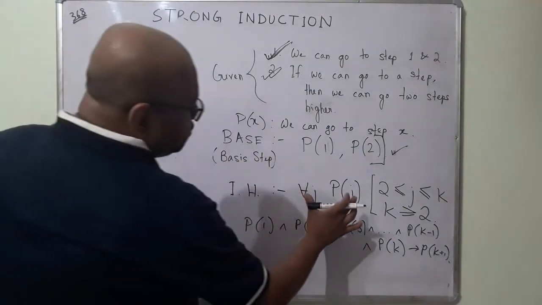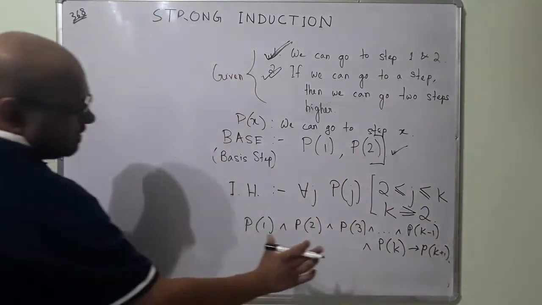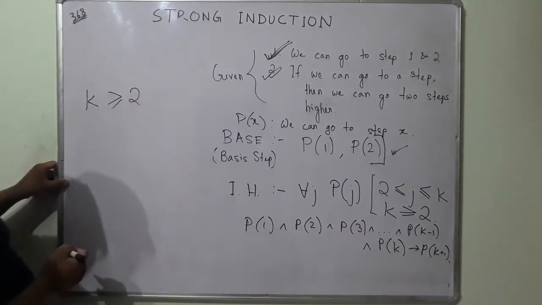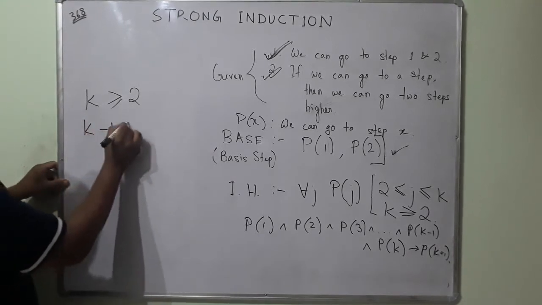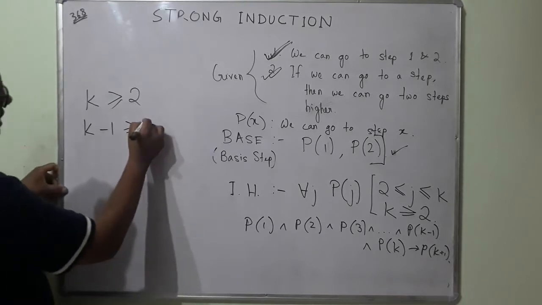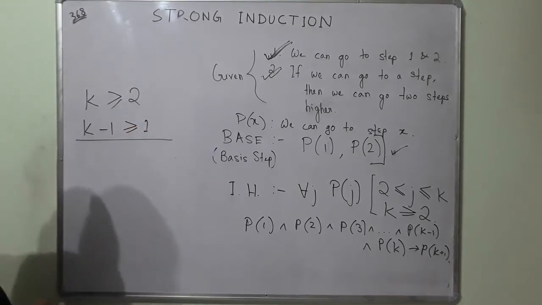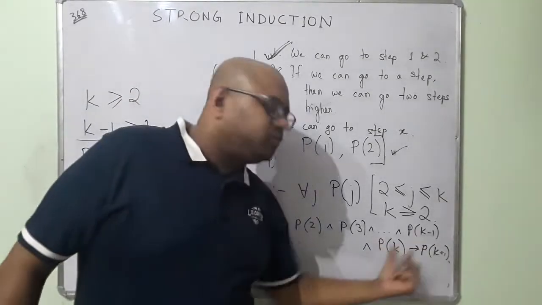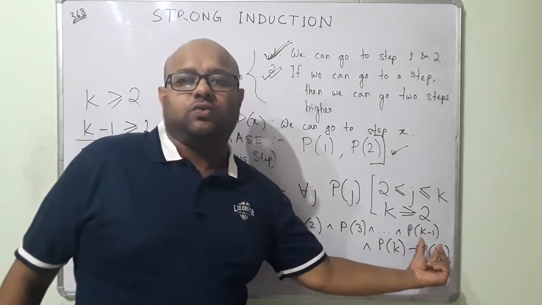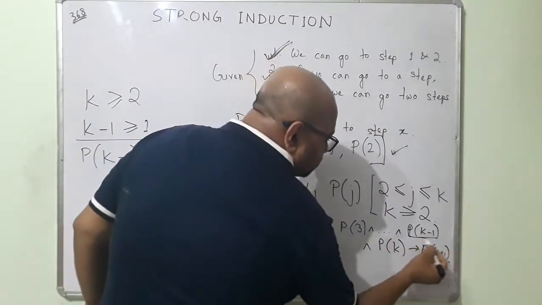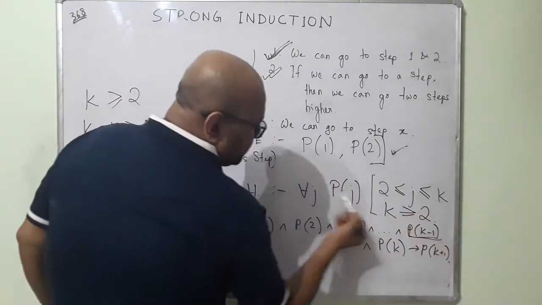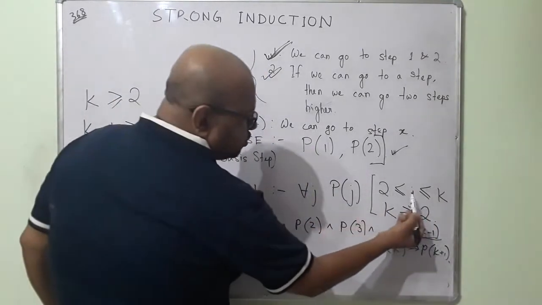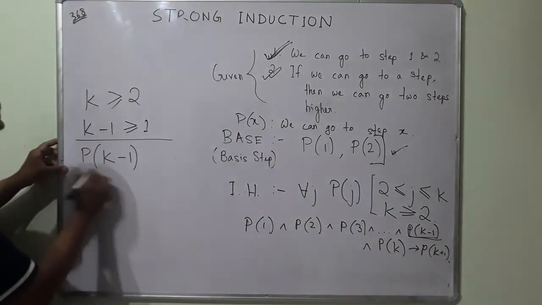What do we know about this? K is greater than or equal to 2, and therefore k minus 1 is greater than or equal to 1. What do we know about P of k minus 1? We had assumed all of these to be true, so we have assumed P of k minus 1 also to be true. We assumed all of them from 2 up to k. So k minus 1 is less than k, so we assumed that P of k minus 1 is also true.